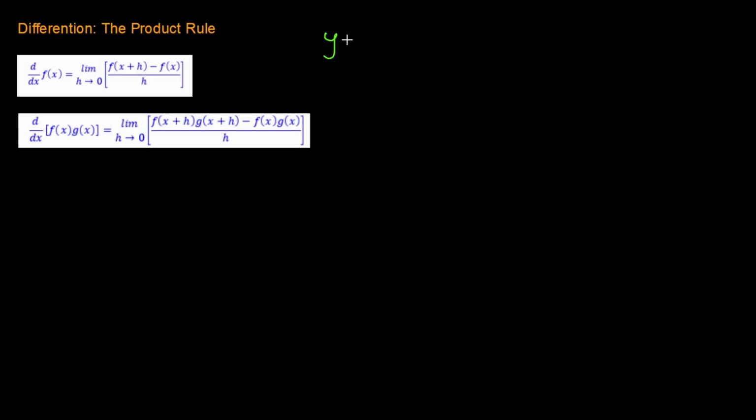Suppose we were asked to differentiate y is equal to x cubed sine x. Now, at the moment, we can't do that because it's the product of two functions. X cubed is the first function, let's call it u, and sine x, the second function, let's call that v.